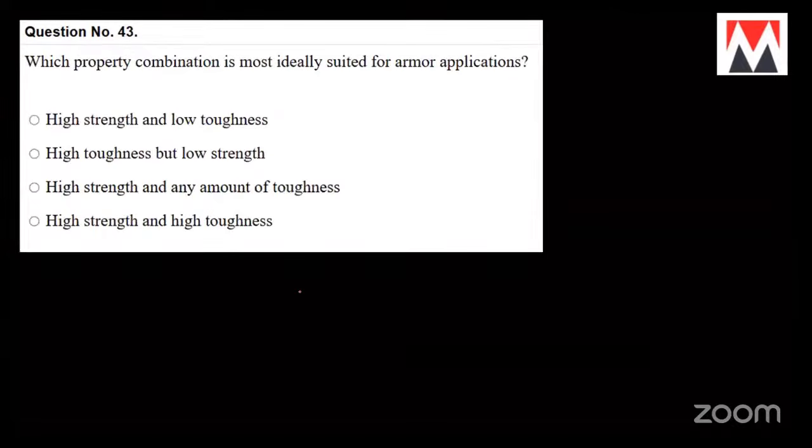Next, which property combination is most ideally suited for armor? For armor you need high strength and high toughness, nothing else you can see. High strength, high toughness, that's all.